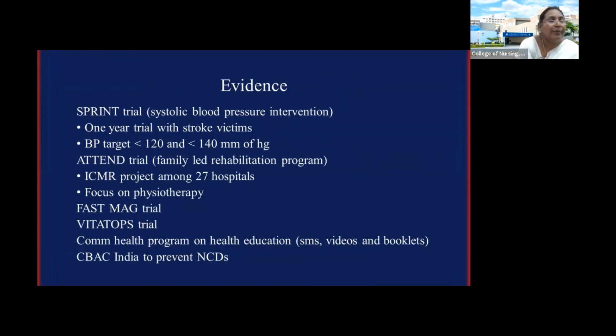Now, I want to just give you some evidence. You can go and read all these things. SPRINT trial is the Systolic Blood Pressure Intervention Trial, where they aim at a BP target less than 120. Then ATTEND trial is a family-led rehabilitation program which is happening in India and in other countries also. In India, it is an ICMR project, being done among 27 hospitals. They focus on physiotherapy. FAST-MAG trial is giving magnesium sulfate in the acute phase of stroke. They think magnesium sulfate is a neuroprotector, so it will prevent disabilities.